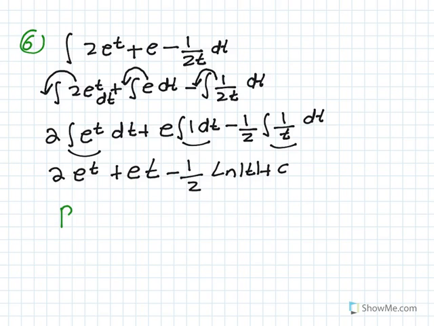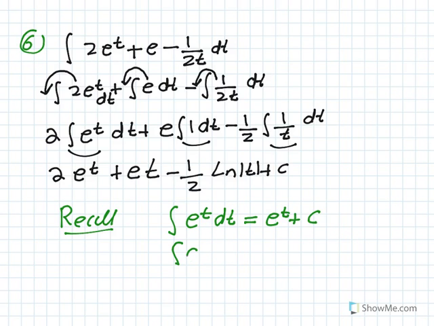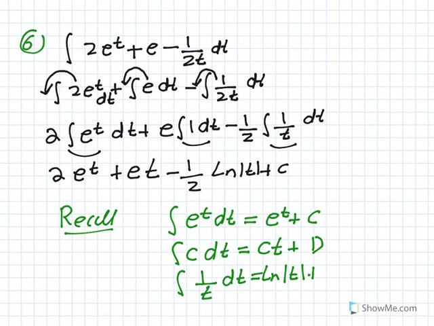All right, a couple of things we need to know. Antiderivative of e to the t dt is itself, that's e to the t plus c. Integral of a constant is going to be ct plus d. And antiderivative of 1 over t dt is just log absolute value of t plus c. All right, let's look at the next question.